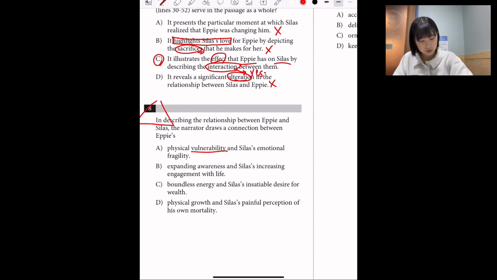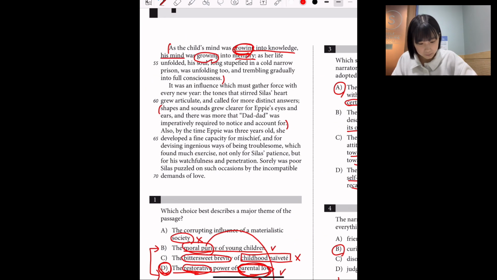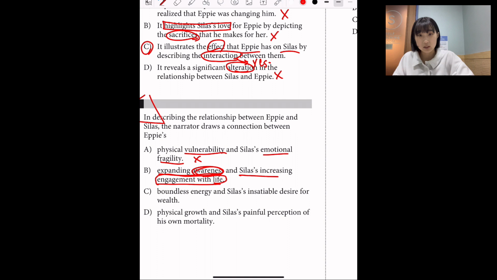Physical vulnerability and Silas's emotional fragility, I don't think so. That's too negative for 1, and it doesn't show much about Silas's emotional fragility. And B, expanding awareness and Silas's increasing engagement with life, sure. Awareness kind of is aligned with knowledge, as well as increasing engagement with life shows how his mind is growing and what does life unfold. His soul is unfolding into full consciousness, so basically his engagement with life can certainly be said to be increasing. So definitely we're going to keep this one.